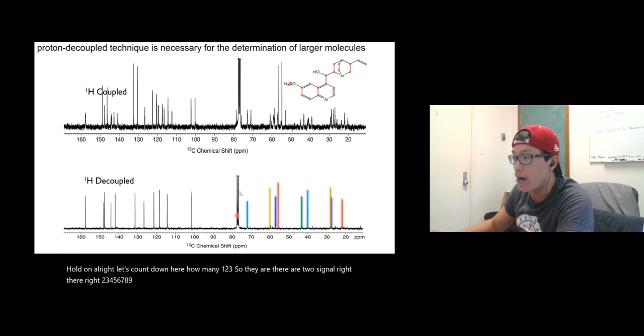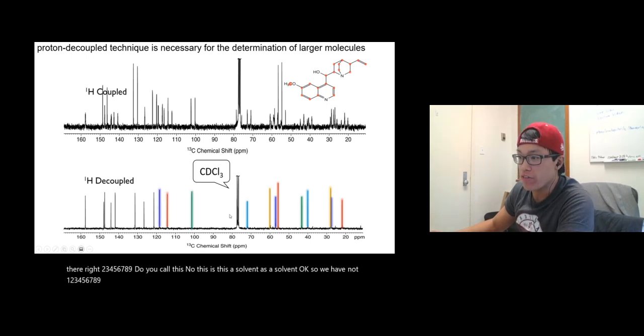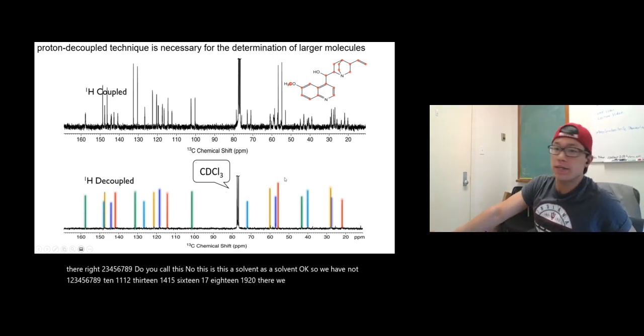Do you count this? No, that's a solvent. Okay, so we have 9. 1, 2, 3, 4, 5, 6, 7, 8, 9, 10, 11, 12, 13, 14, 15, 16, 17, 18, 19, 20. There we go. 20 and 20.